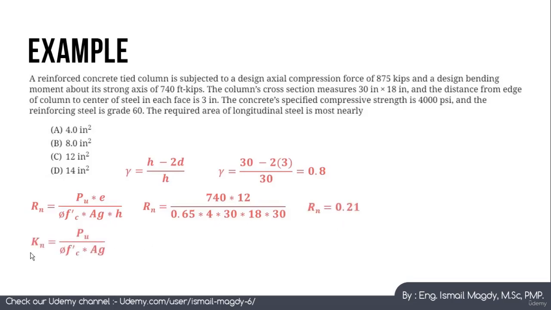After that, we will calculate Kn, which is P ultimate over phi f'c Ag, which means 875 kips over 0.65 multiplied by 4 multiplied by 30 by 18, which equals 0.62. Now we will go to the interaction diagram and I'm going to show you how to get the percentage of the reinforcement.